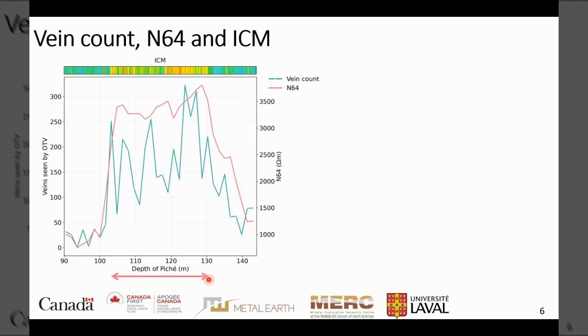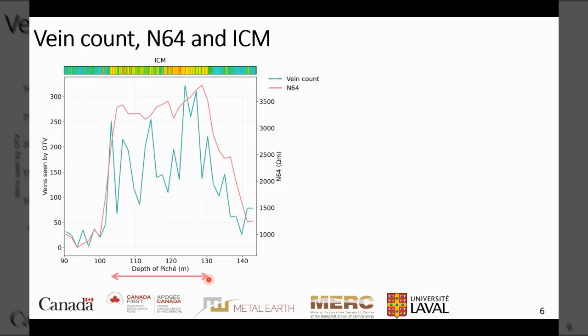We also plotted the ICM log over the same section of the data. We saw that the section of the data that are having the highest number of veins and the highest N64 matches the ICM data that are having the warmest color. In order to explain for you, ICM comes from the image complexity map. It is an automatically generated log from the OTV images that, based on the complexity of the image that the OTV sees, gives the value between 0 to 1 to the data. And as the image gets more and more complex, it uses the warmer color and gives a higher value to the data.